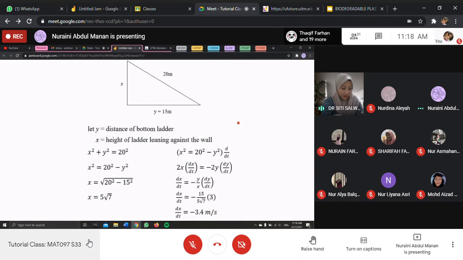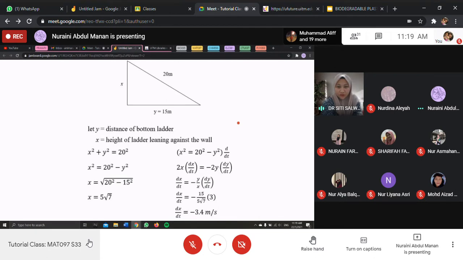Okay, so dikata kat sini bila jarak antara dinding you punya wall dengan ladder ni dia 15 meter. Okay, what is the rate yang ladder tu jatuh lah. Okay, kita nak cari dx dt. So kat sini you just ganti je lah x kita. Okay, actually yang ni dia dapat 5 square root of 7 kan. Actually dia dapat 13 point something kan. Kalau dia buat kat sini dapat 13 point something. Okay.